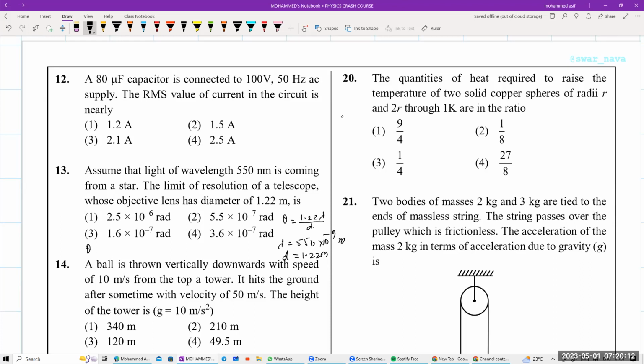So theta will be equal to 1.22 into lambda. Lambda is your 550 into 10 to the power of minus 9 divided by d. D कितना देगा, diameter 1.22. So that will be giving me the answer. Then इसको simplify कर लीजिए, that will give me the answer.